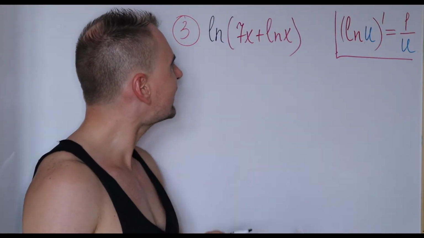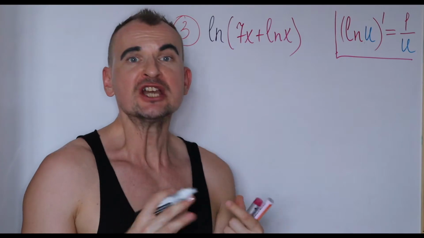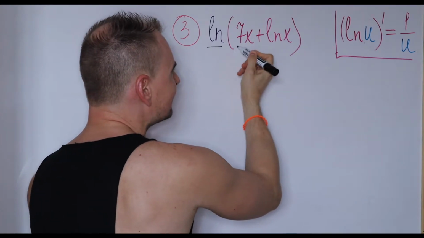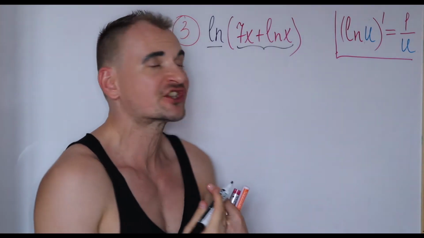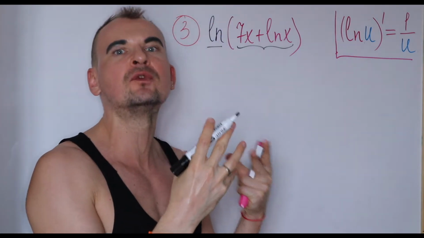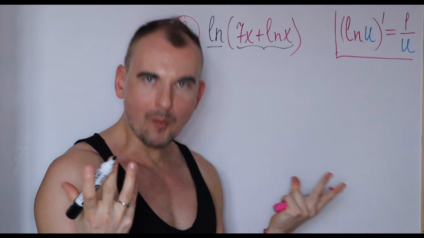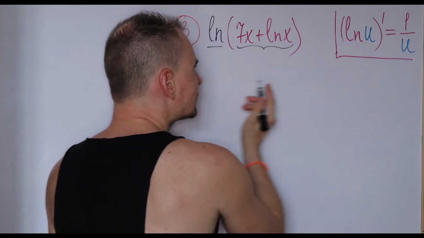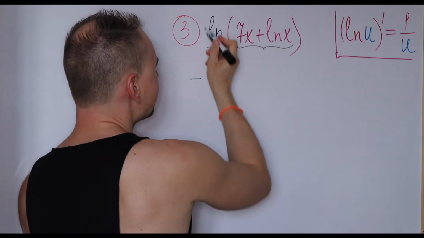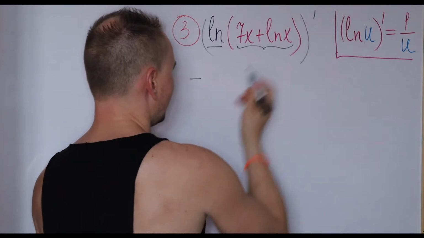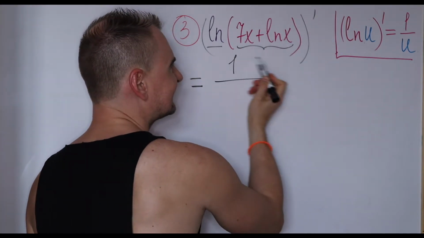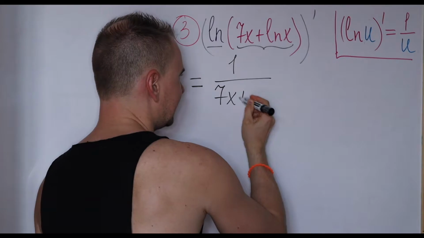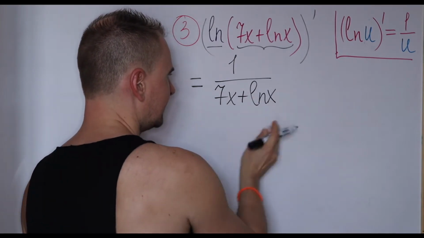Here's the last one. Say you have ln of 7x plus ln x. So your outside function is going to be ln of x, and this entire parenthesis, namely 7x plus ln x, is going to be your inner function, something you have inside your complex, or your composite function, if you will. First of all, the derivative of ln, again, is going to be 1 over. So 1 over this entire parenthesis I'm going to place in the bottom of this fraction. So 7x plus ln x goes in the denominator.